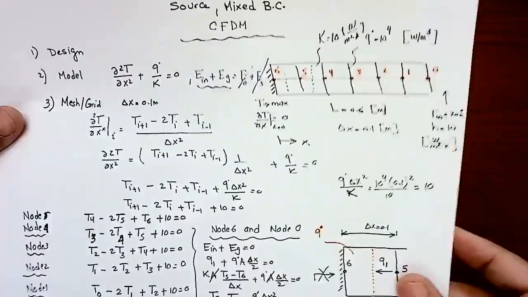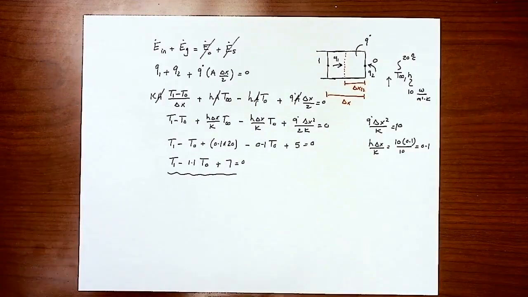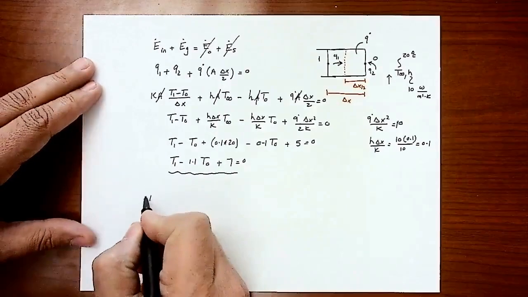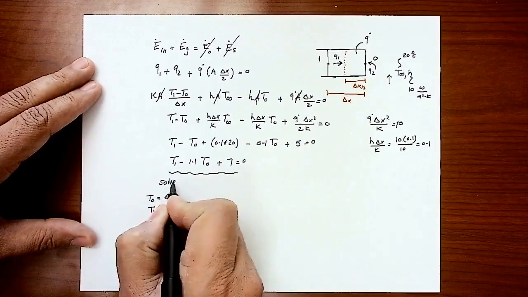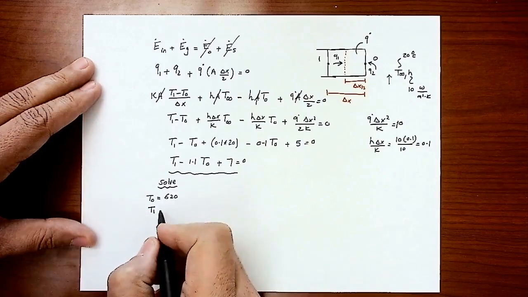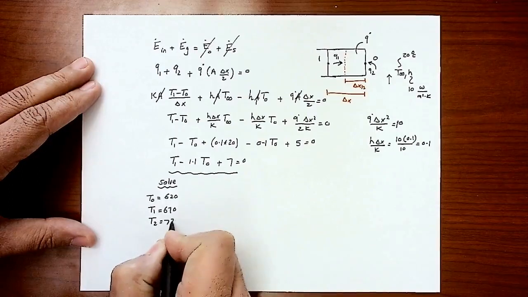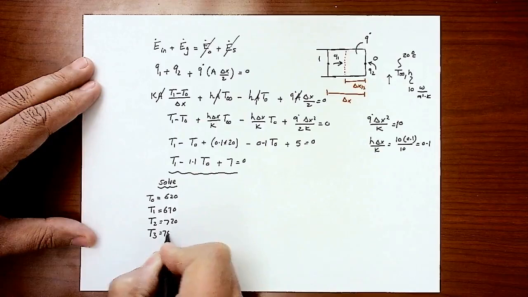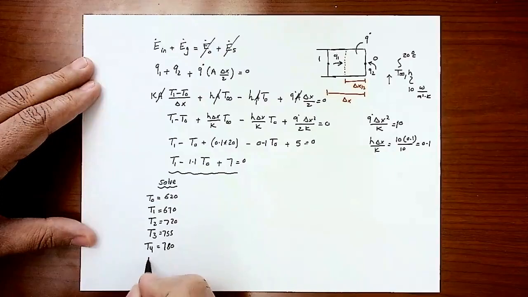You can use any one of the iterative methods. You can watch that in the previous recording, or you can simply go into MATLAB and use a matrix. I simply used the matrix, and I got the following results. After you solve, you will get T0 equal to 620, T1 equal to 670, T2 720, T3 755, T4 equal to 780, T5 equals 795, and T6 is equal to 800.